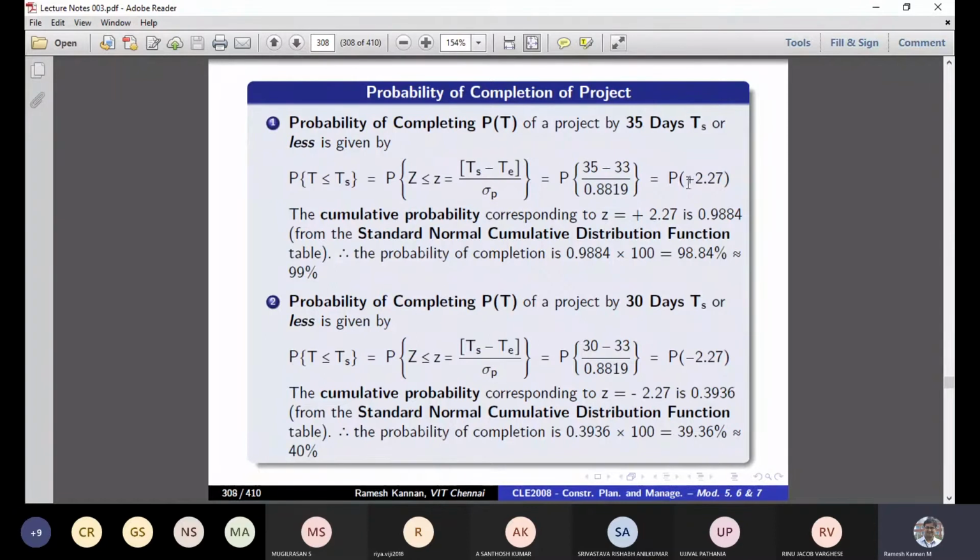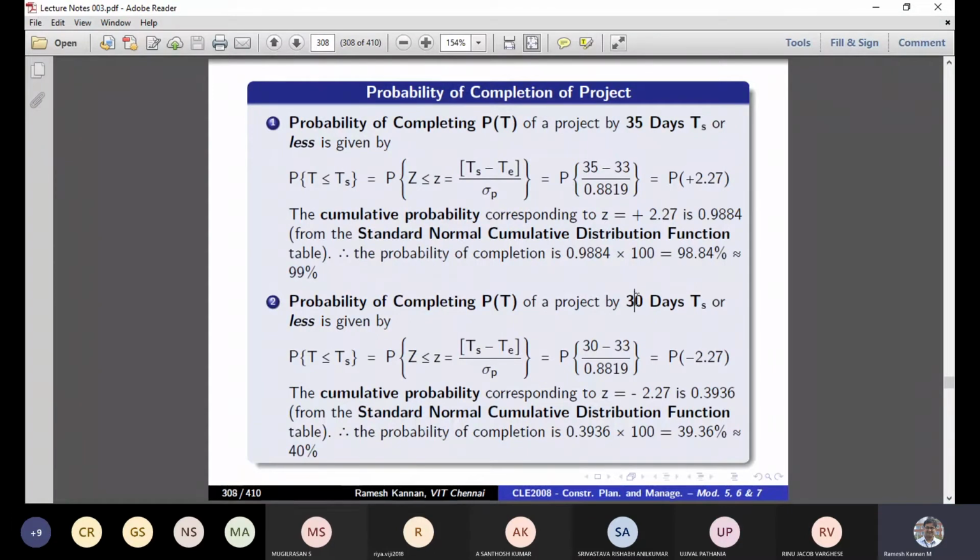So what you get is P of something. In this case plus and minus play a huge role. So we talked about plus 2.27. Then you compare this value in a Z table and find the value, which comes around 0.9884. Multiplied by 100, that gives the percentage of completion, which is around 99 percent. So the critical path duration is 33, and you give an additional 2 days, so 35 is 33 plus 2. The probability of completion is very good. You can complete it with a confidence level of, say, 99 percent. The probability of completion is 99.